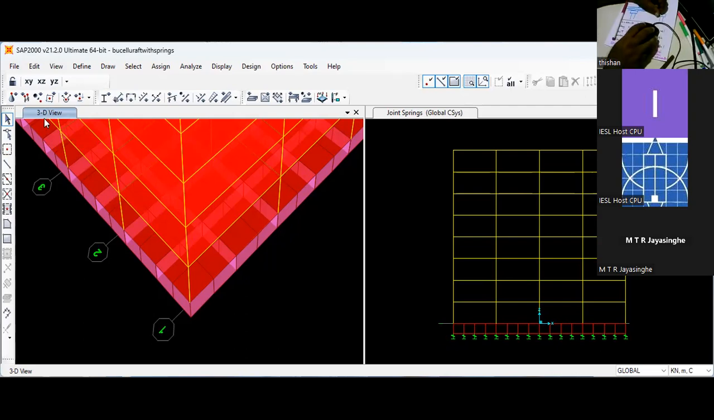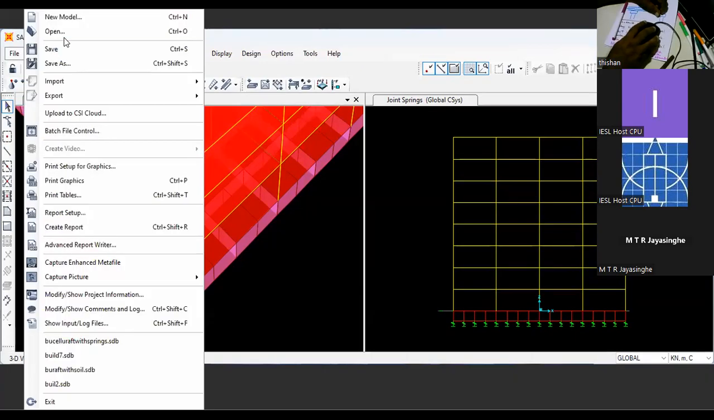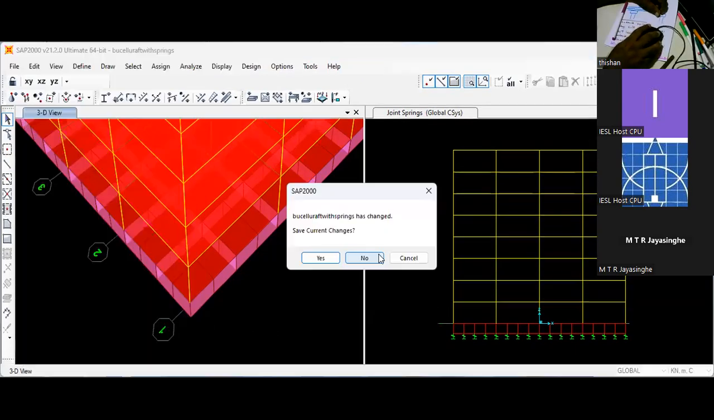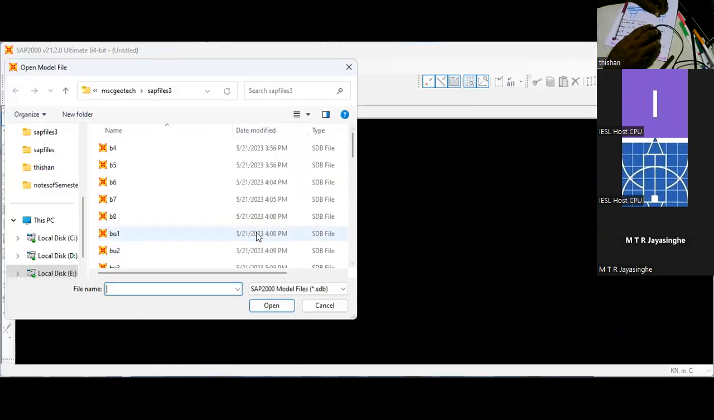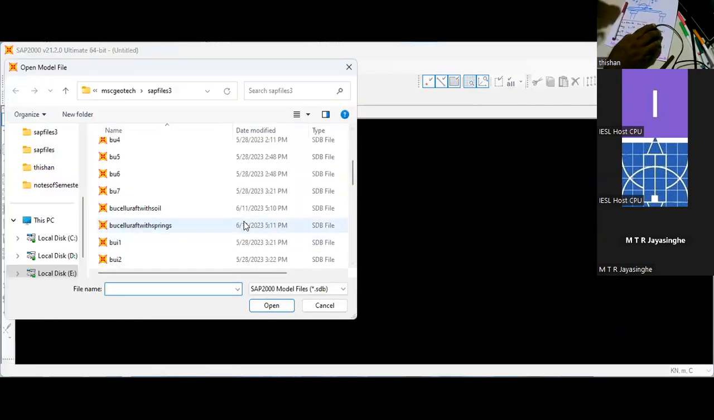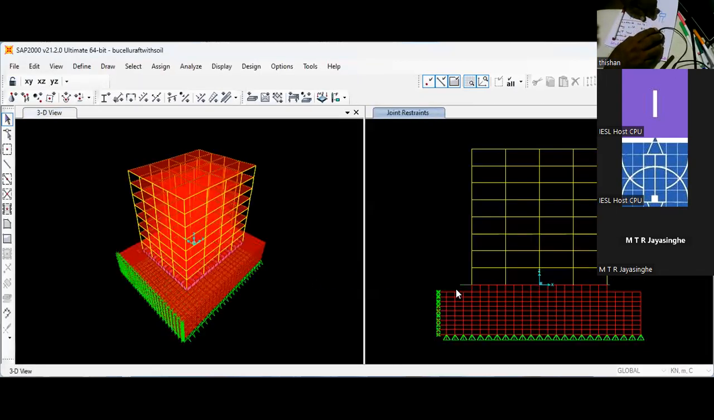Now I'm going to show you another model. So I'll open another model. And that is, now you can see if the water table is high, the same building with cellular raft. Now what do you see? Now what you see is not only the cellular raft, I have modeled the soil as well, and I have used solid elements for modeling the soil.